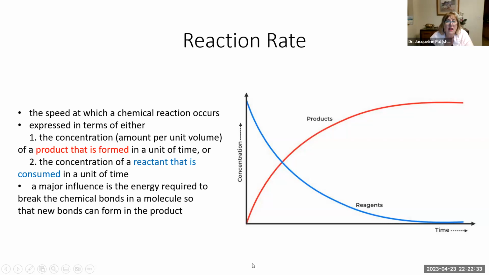And you have to realize that one of the major influences on reaction rates is when we are taking bonds and trying to break those bonds. That is the slow point in the whole thing, because until we can break those bonds, we can't form any new bonds with those substances.